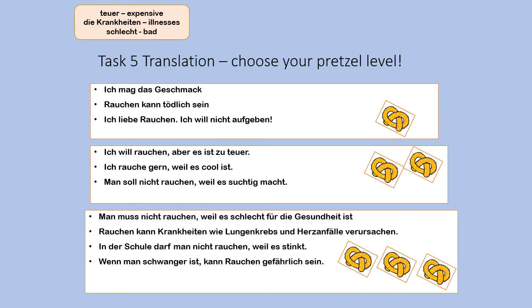So task 5 is a translation challenge based on the topic of smoking. It's organised into levels of difficulty. So 1 pretzel sentences are fairly straightforward. 2 pretzel sentences got a little bit of difficulty in them. And pretzel level 3 means it's quite a complex sentence.